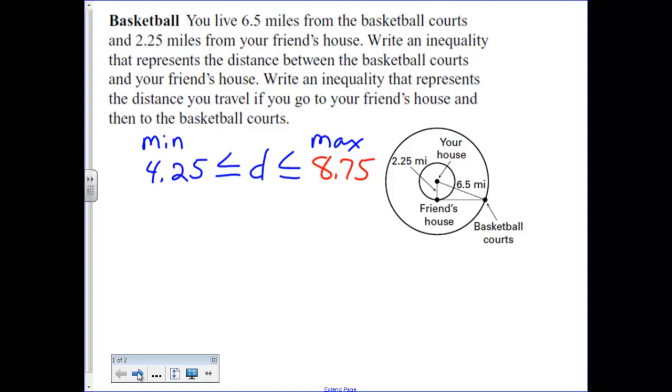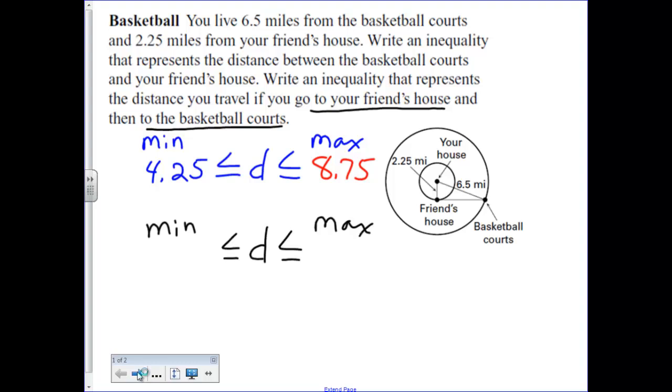The next one says to write the inequality that represents our travel if we go to our friend's house first and then to the basketball courts afterwards. So let's start with the minimum side. We've got a min, we've got a max, and we know that we have a distance that's going to be somewhere in between. The minimum distance, again, would be if the friend's house was right here, and then you were to travel from your house to the friend's house, and then friend's house to the basketball court, all in a straight line, so that minimum distance would be 6.5 miles.